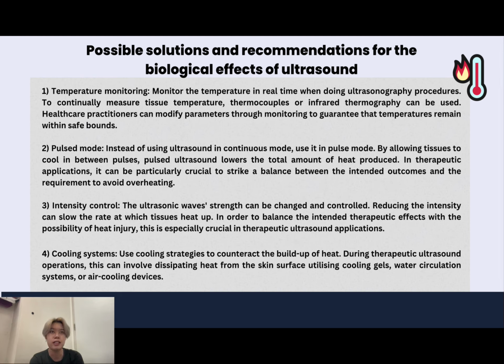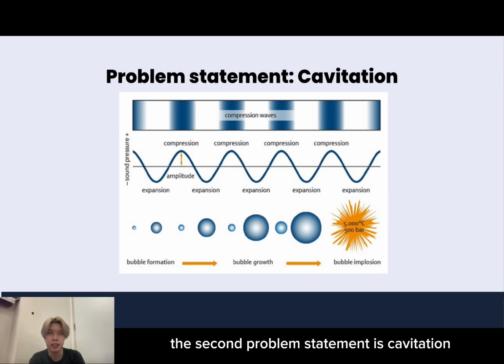Use cooling strategies to counteract the buildup of heat. During therapeutic ultrasound operations, this can involve dissipating heat from the skin surface utilizing cooling gels, water circulation systems, or air cooling devices. The second problem statement is cavitation.